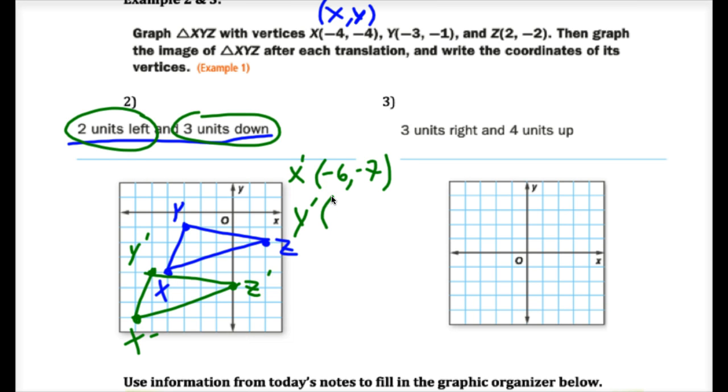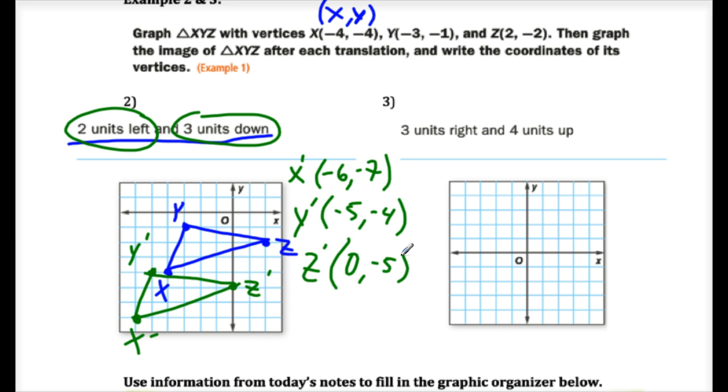Somebody rattle off y prime for me. What's the coordinates of y prime? Go ahead, Miss Catherine. -5, -4. Somebody verify that? Verify. And then z prime. Be careful, that one's on one of the axes. Who can do z prime? Go ahead, Trace. 0, -5. Sounds good to me.